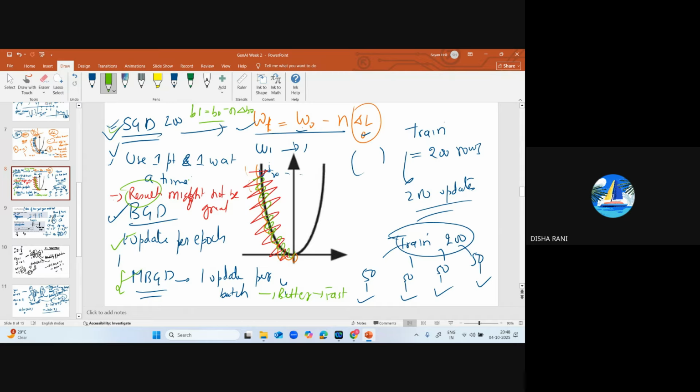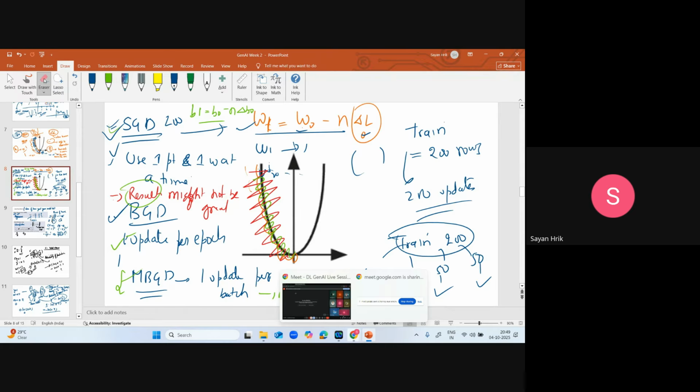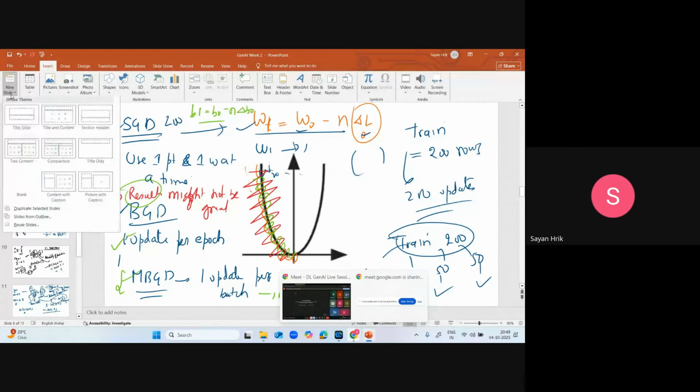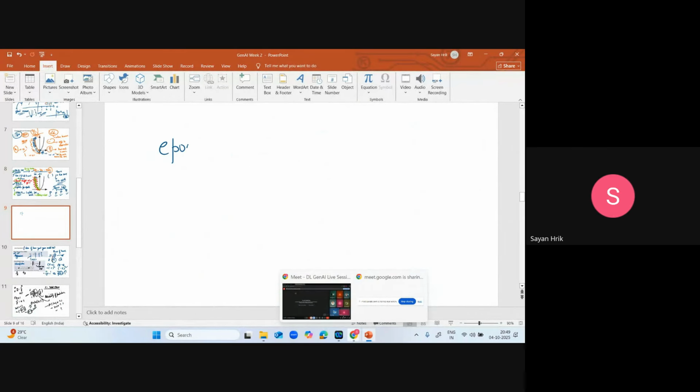Sir, for BGD you have written one update per epoch. Actually, the space is quite less, so that's why I have to clutter it a bit. So what is an epoch? Is epoch the same as iteration? The epoch means seeing all the data once. That is an epoch, right? So I'll just mention that. That's also an important term.